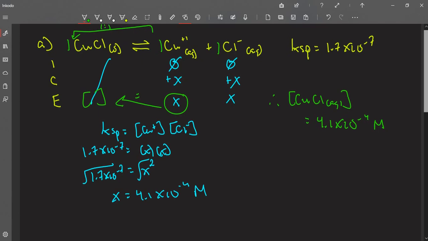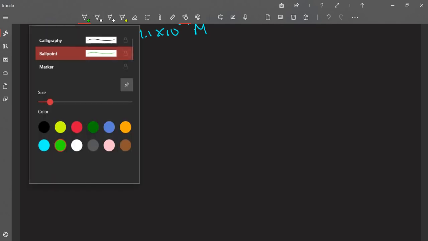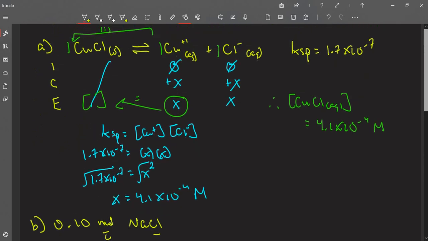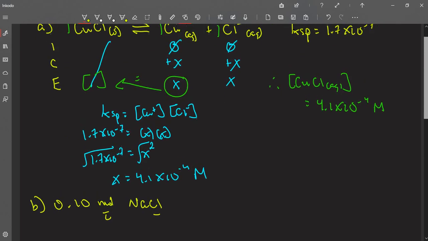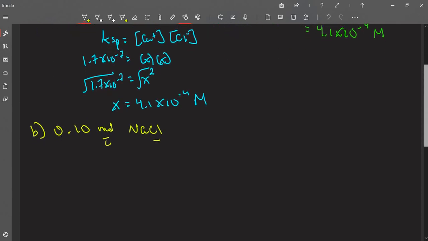Right, let's scroll down to answer B. Different situation here. We now have a 0.10 mole per liter concentration of sodium chloride, where chloride is our common ion. Given the ICE table above, with these values at equilibrium, x and x, specifically for chloride there, we need to add that extra amount.